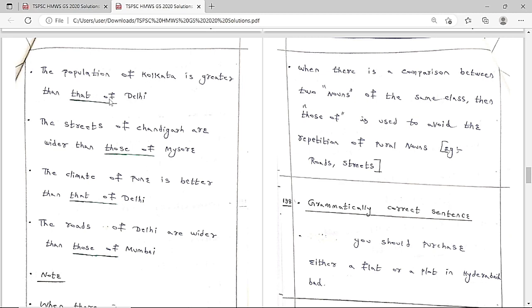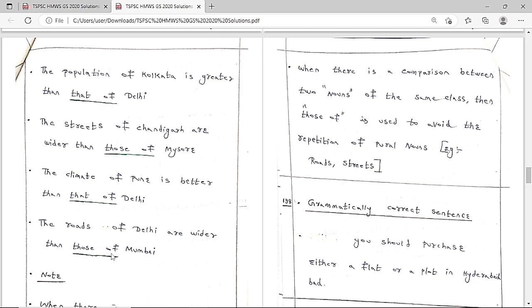Here also, Pune and Delhi are both nouns, so we have to use that of. Similarly, when there is a comparison between two nouns of the same class, then those of is used to avoid the repetition of plural nouns. Examples are roads and streets. Population and climate are singular nouns, so here you have to use that of. But streets and roads are plural, so we have to use those of.